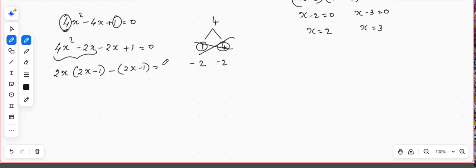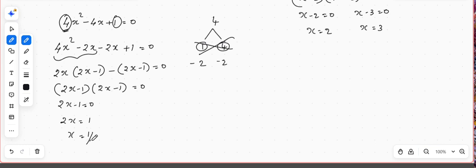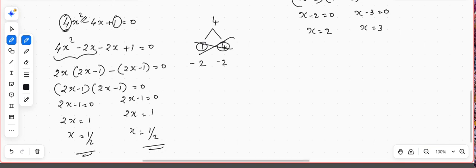2x minus 1 equal to 0. So what do I get now? 2x minus 1 into 2x minus 1 equal to 0. That means 2x minus 1 equal to 0, 2x is equal to 1, x is equal to 1 by 2. Here again 2x minus 1 equal to 0, 2x is equal to 1, x is equal to 1 by 2. So the roots of the quadratic equation 4x square minus 4x plus 1 are what? 1 by 2 and 1 by 2.